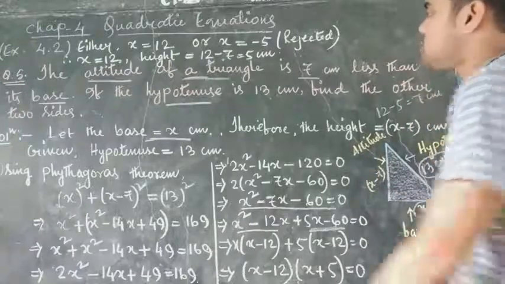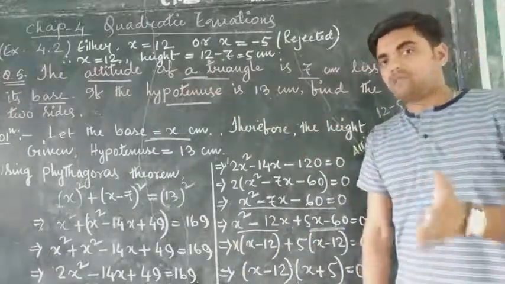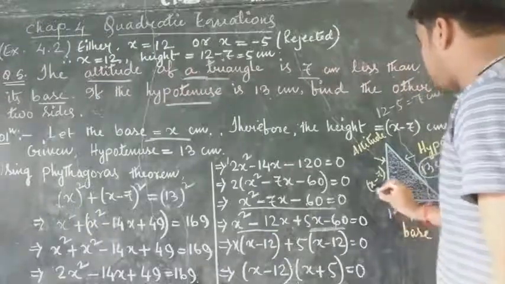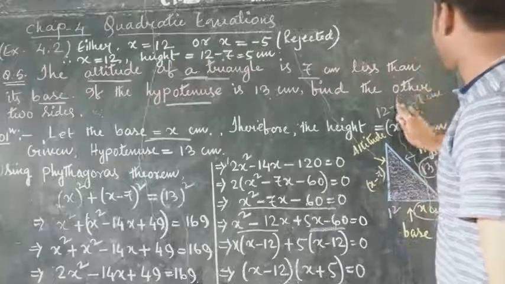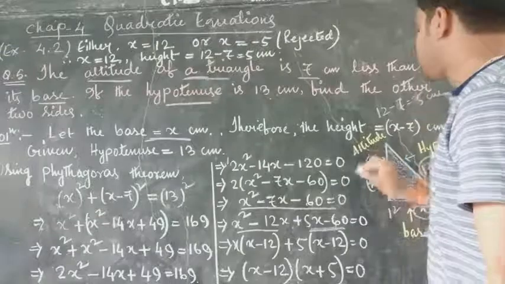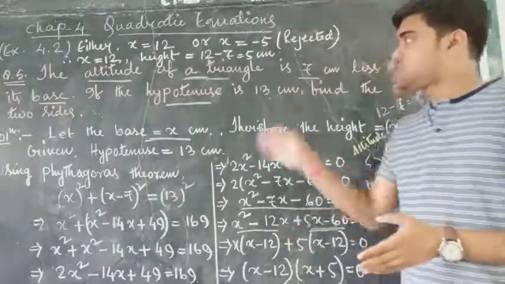So the question is to find the other two sides. Therefore, the values of the other two sides are: base is 12 centimeter, and height is 5 centimeter. If base is 12 centimeter, then height is 5 centimeter. So this is the solution of these equations.